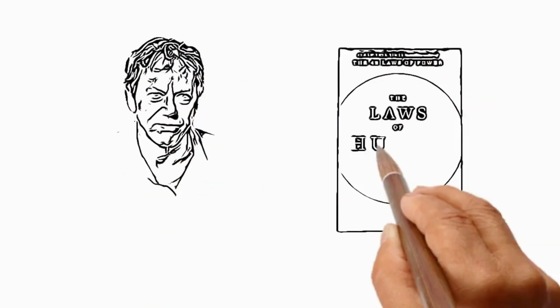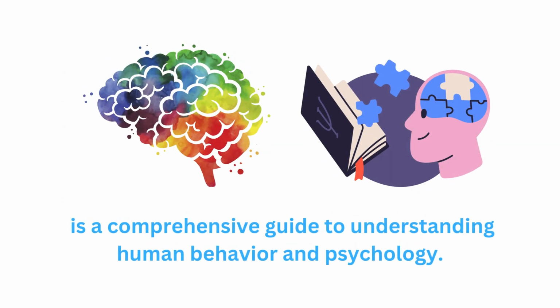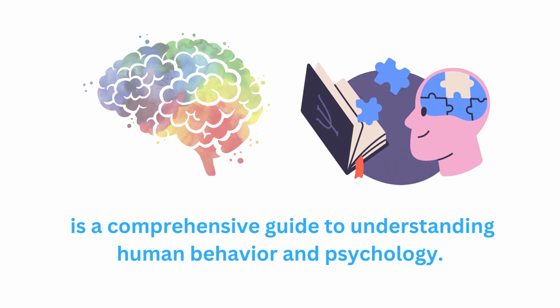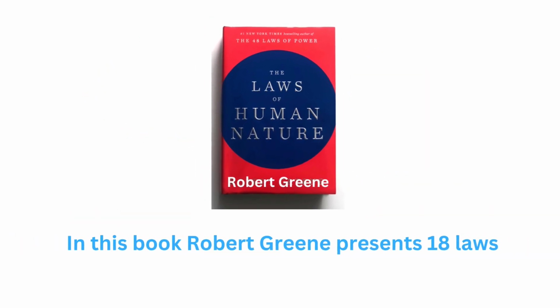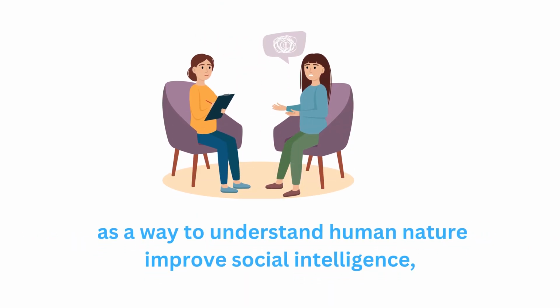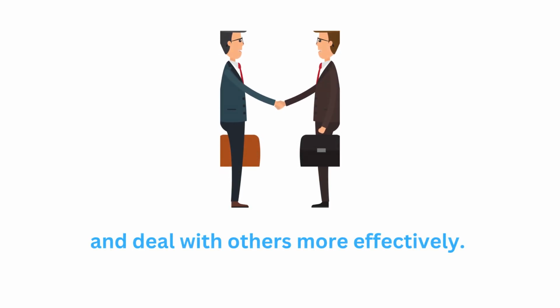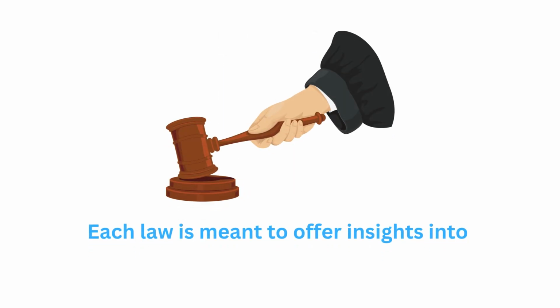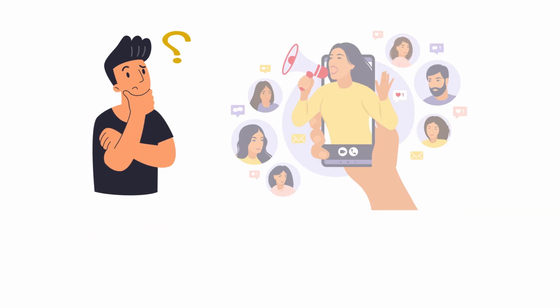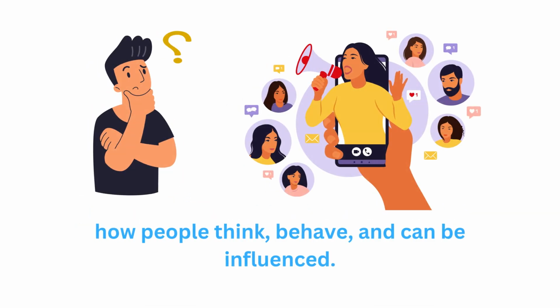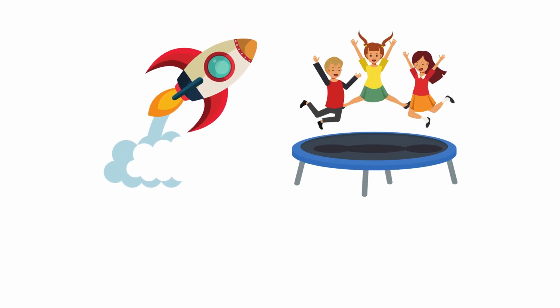The Laws of Human Nature by Robert Greene is a comprehensive guide to understanding human behavior and psychology. In this book, Robert Greene presents 18 laws as a way to understand human nature, improve social intelligence, and deal with others more effectively. Each law is meant to offer insights into how people think, behave, and can be influenced. So let's jump right into it.